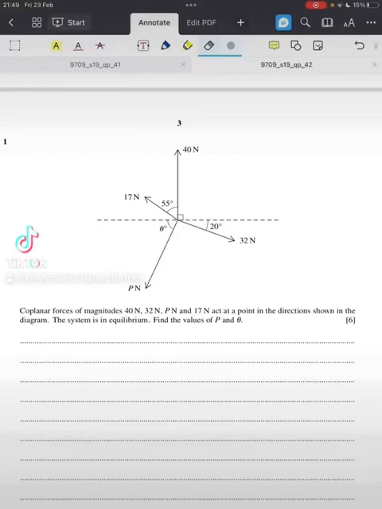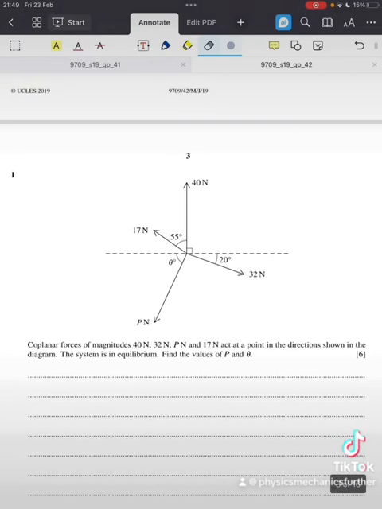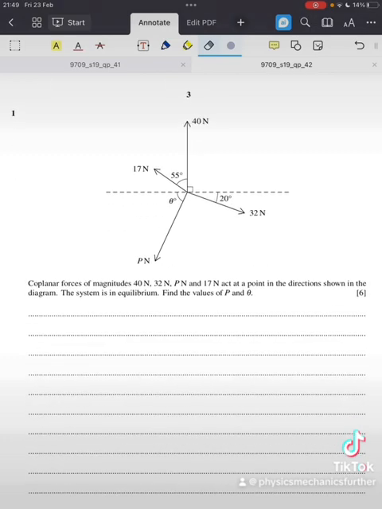Hello guys, today I'm gonna solve a mechanics 1 question for you. It's question 1 from paper 4-2, May/June 2019. The question is about forces and systems in equilibrium. So in this question we have 4 coplanar forces that act at a point in the directions shown in the diagram. The system is in equilibrium and we have to find the values of P and theta.